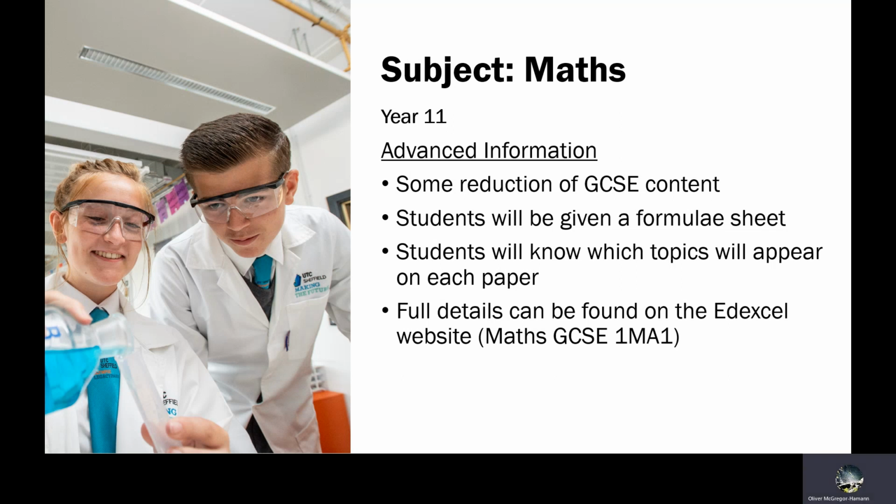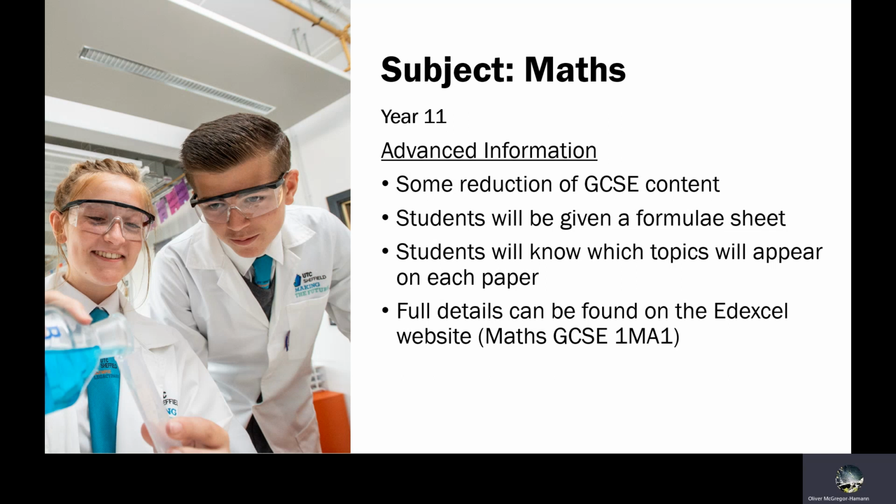The second thing we already knew, students will be given a formula sheet. We have that formula sheet. They had it in their November mocks and they will have it in the March mocks. So students should be very familiar with that sheet and exactly which formulae are on it. And obviously any formulae that appear on the sheet, students do not need to learn.